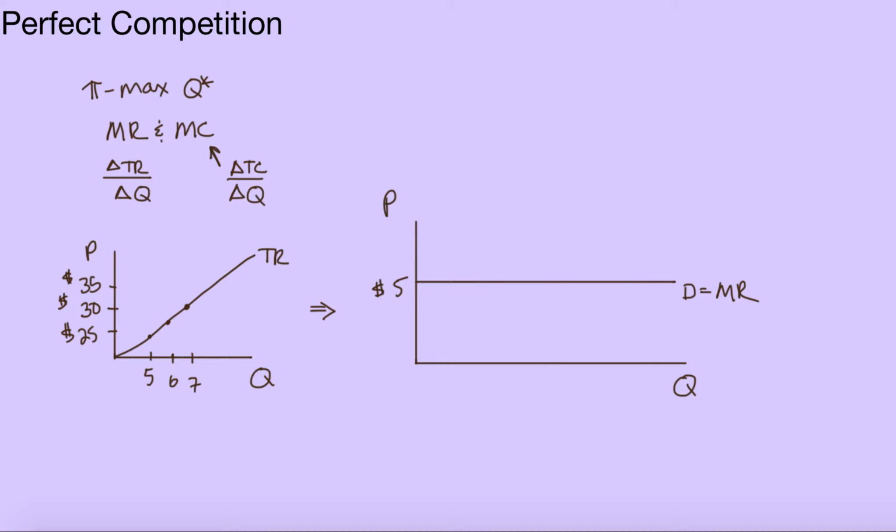Now, from our earlier videos, we learned that the marginal cost curve always has kind of the same basic overall slope.